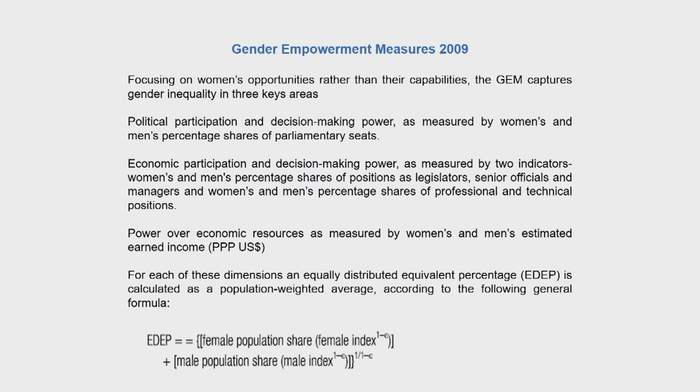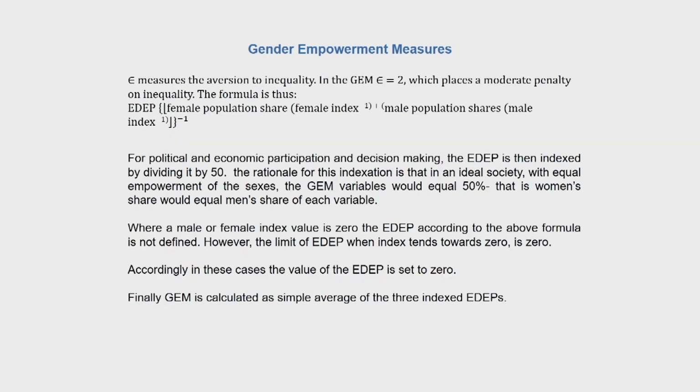Focusing on women's opportunities rather than their capabilities is what GEM captures. It captures gender inequality in the three key areas of political participation, economic participation, and power over economic resources. And for each of these dimensions, an equally distributed equivalent percentage is calculated as a population weighted average. This is the formula that is used to calculate the EDEP, the equally distributed equivalent percentage, and the EDEP values are then added up to come up with the gender empowerment measure.